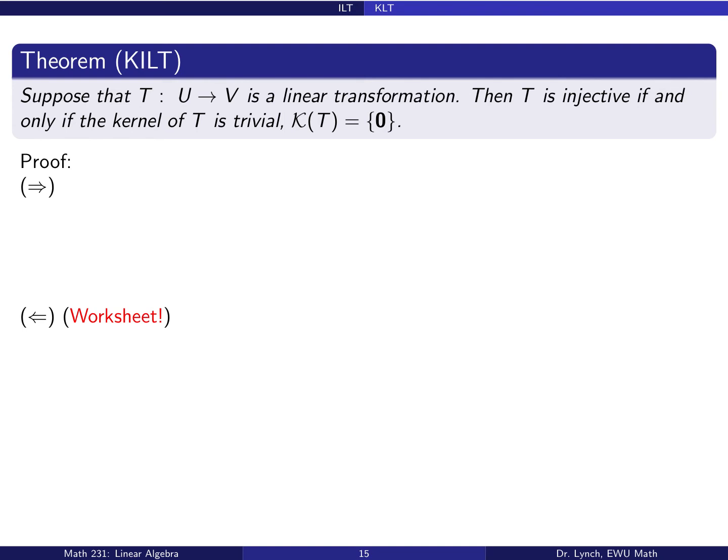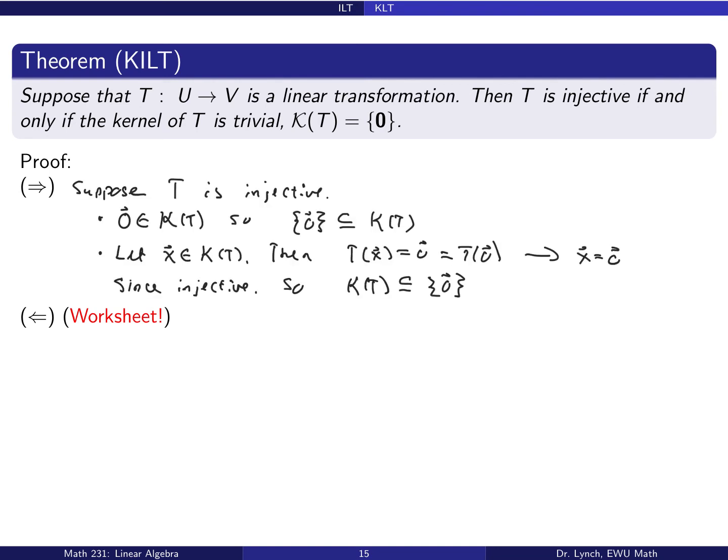Suppose that T is linear, then T is injective if and only if the kernel is trivial. So I'll prove half of this and you can prove the other half on the worksheet. Okay, we know that 0 is an element of the kernel because the image of 0 is always 0. That shows us that the set containing 0 is a subset of the kernel. On the other hand, if x is an element of the kernel, we know that T of x has to be 0, but that's also T of 0, which tells us that x is 0 because our transformation is injective.